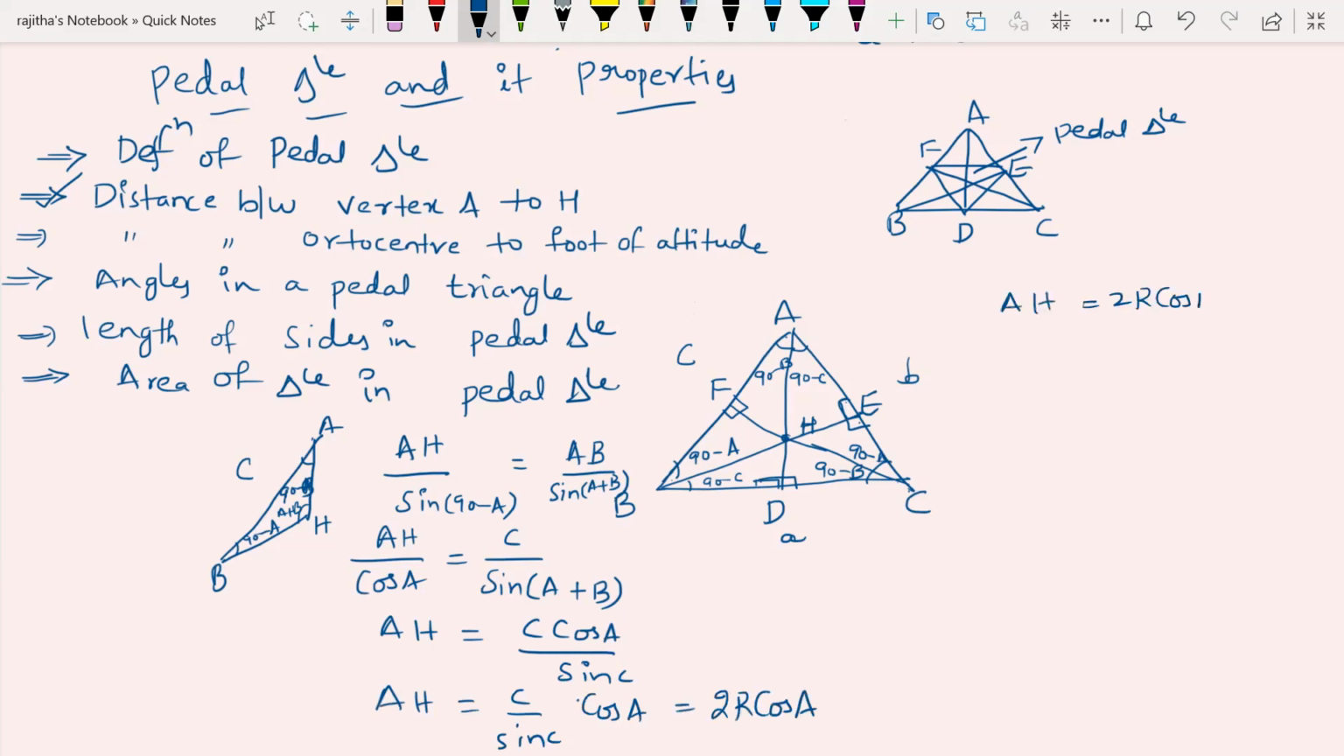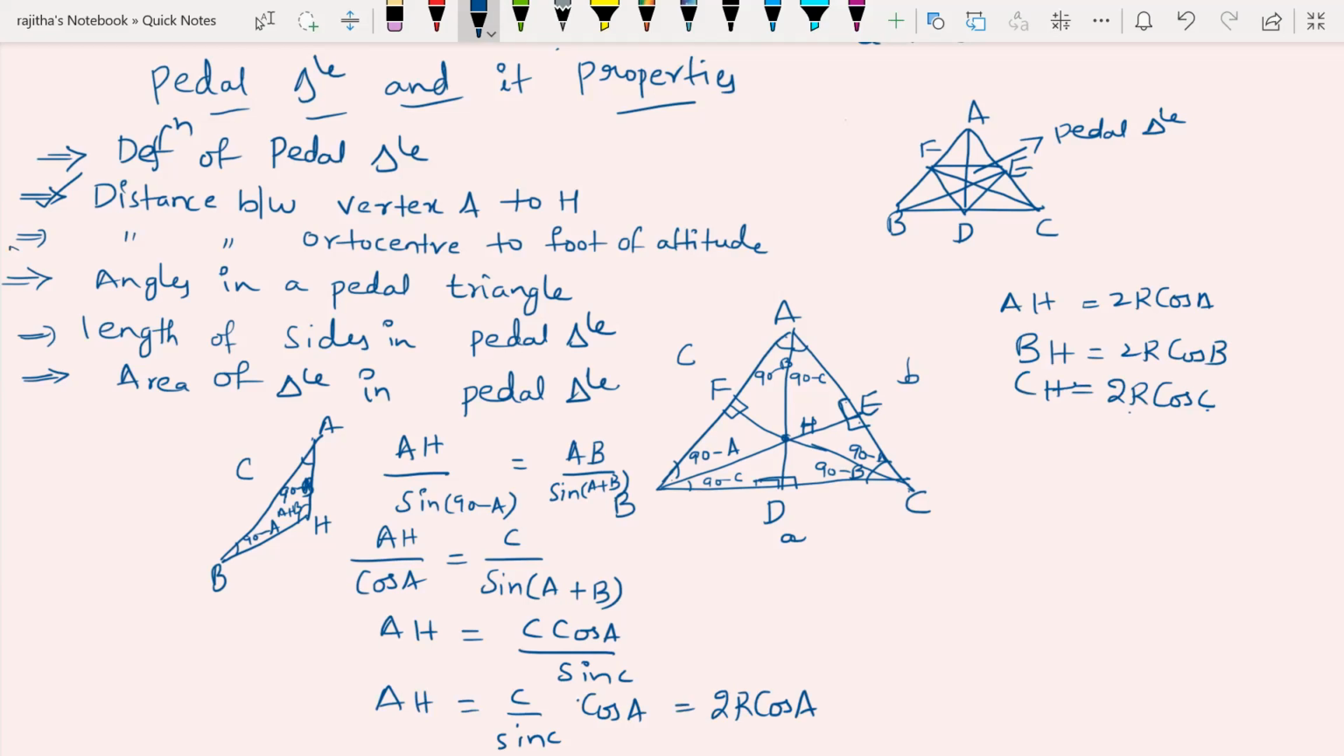Similarly, BH is 2R cos B. CH is 2R cos C, where R is the circumradius of the given triangle ABC.